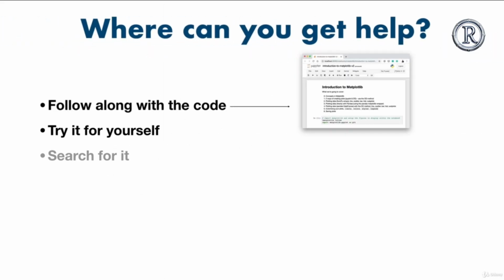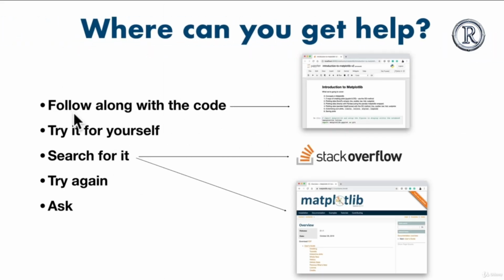Now, where can you get help? The first step is to always follow along with the code if you can. Remember our motto, if in doubt, run the code. So we'll be going again through another Jupyter notebook. It'll be available for you to go through at the end of the session or in the extra information section. Always try it for yourself. If in doubt, run the code, try another thing, keep going.